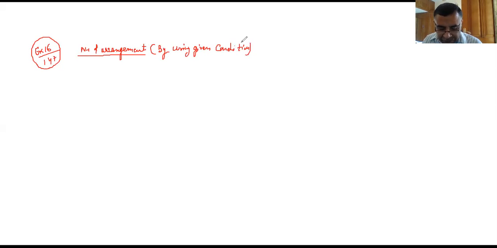Find the number of arrangements of the letters of the word independence. The letters are I, N, D, E, P, E, N, D, E, N, C, E. This is independence. In how many of these arrangements, number 1, do the words start with P? The first thing is I have to find out the number of arrangements of this word independence when the word starts with P.